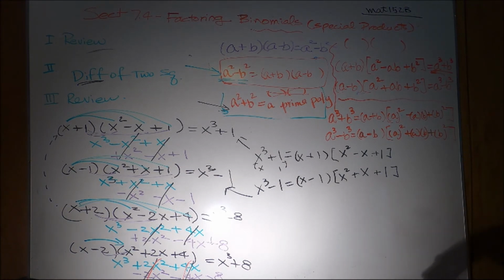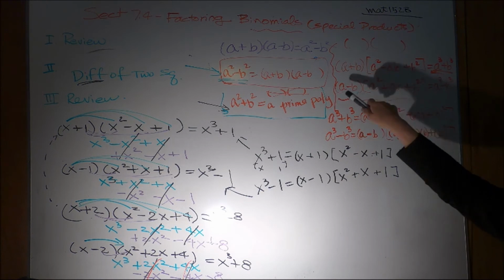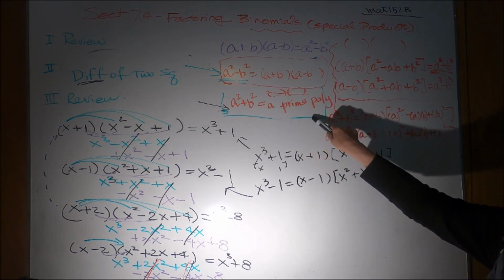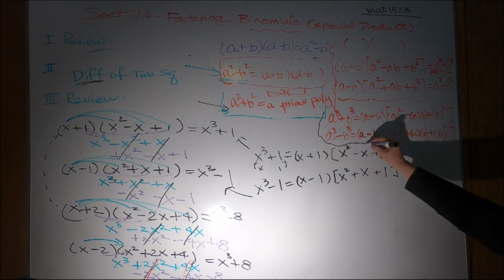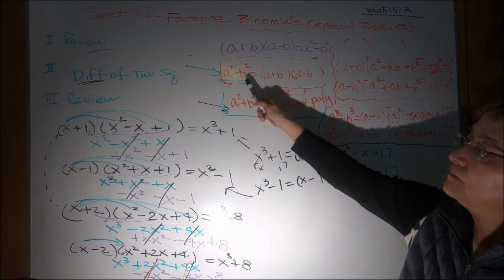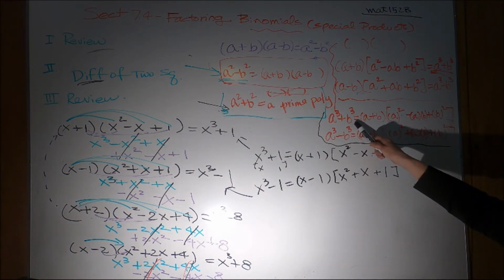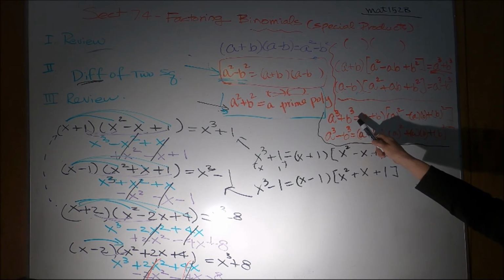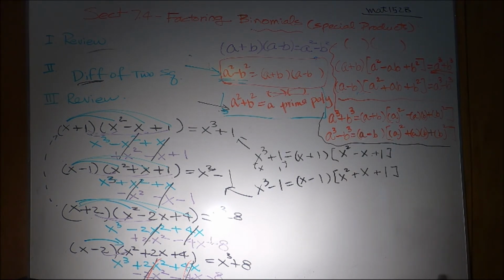For trinomials, you can use the AC method. For binomials, you can only use the formulas to decide. Some of them are primes. Then if there are certain patterns, you should be able to break down, right? That one is what? A difference of 2 squares. This one is what? The sum of 2 cubes. This one is what? The difference of 2 cubes, right?